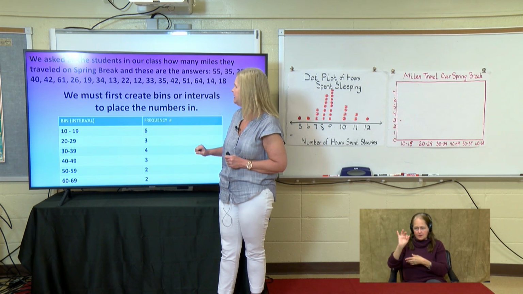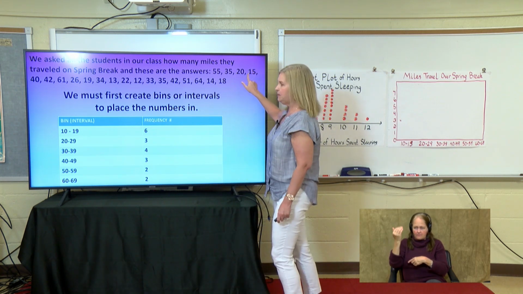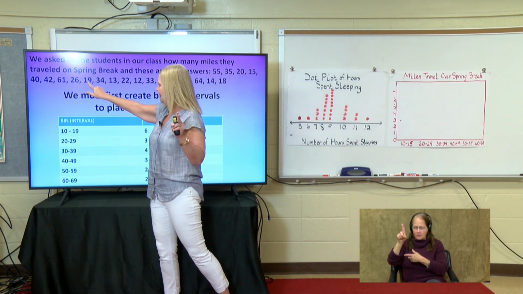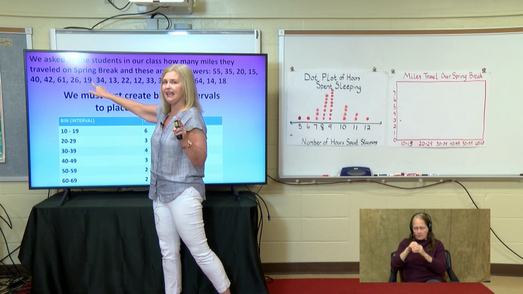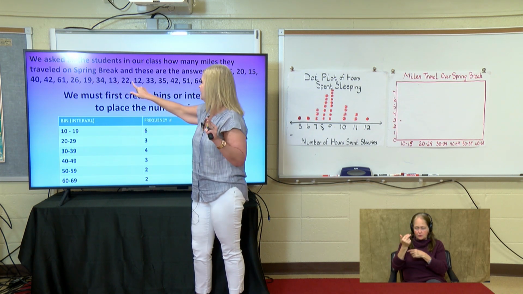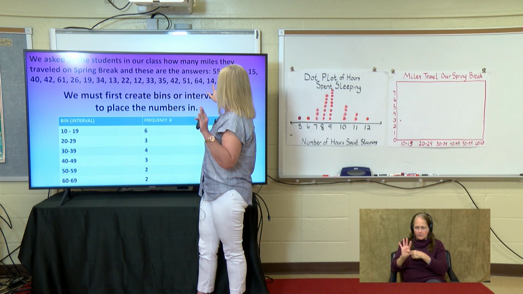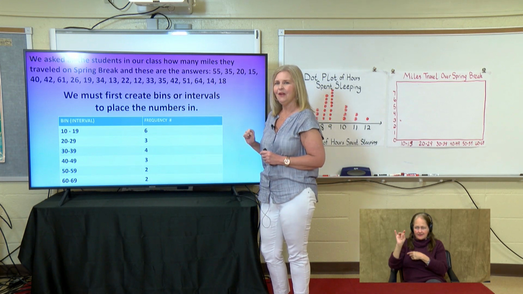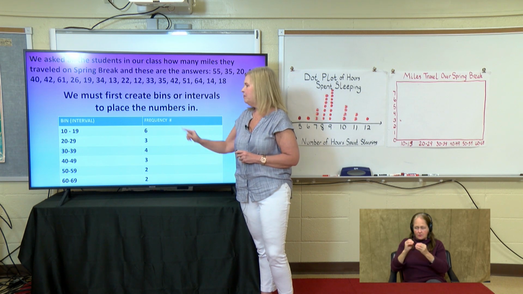As you can see, I put 6, but you would go up here. A 15 is between 10 and 19, so that's 1. A 19, you count the number that's included in that bin. So 19 counts in that first bin. That's 2, 13, 3, 12, 4, 5, 14, and 6, 18. Okay? So we have 6 numbers in that bin.